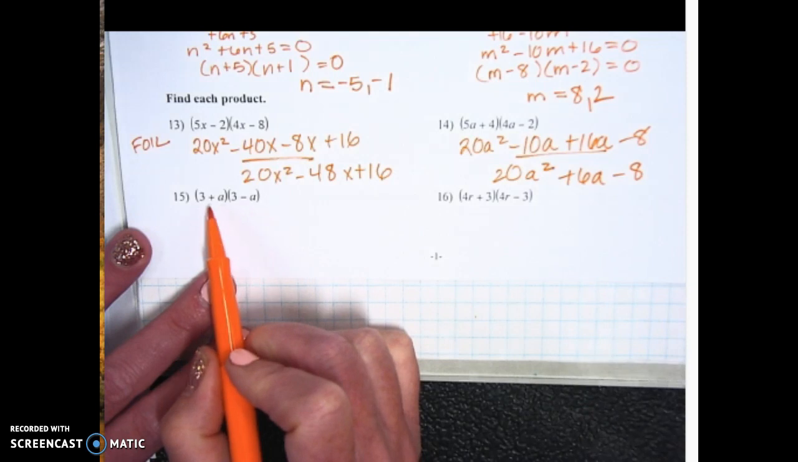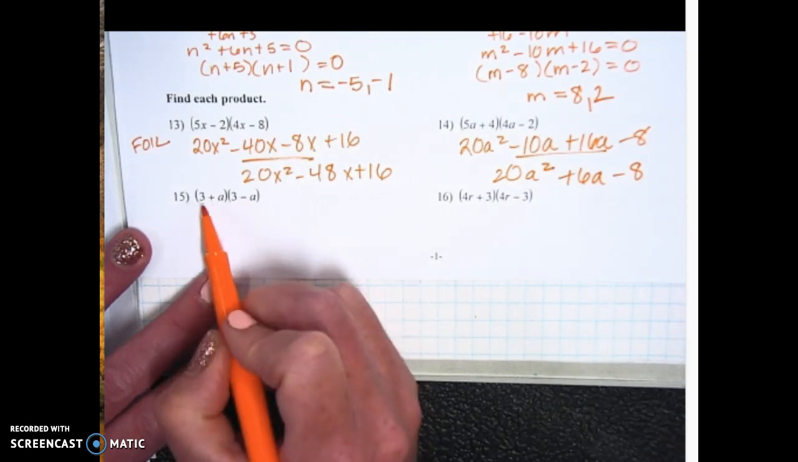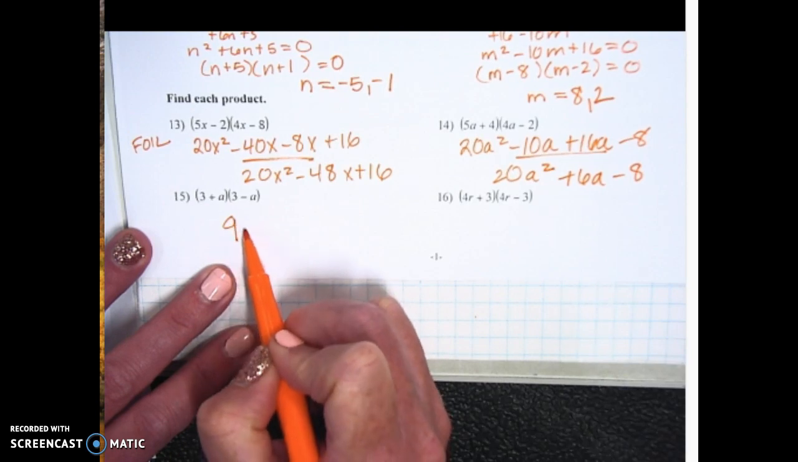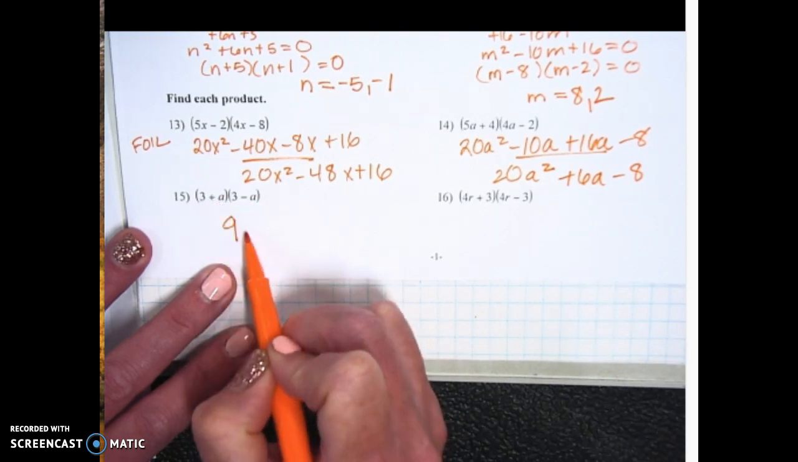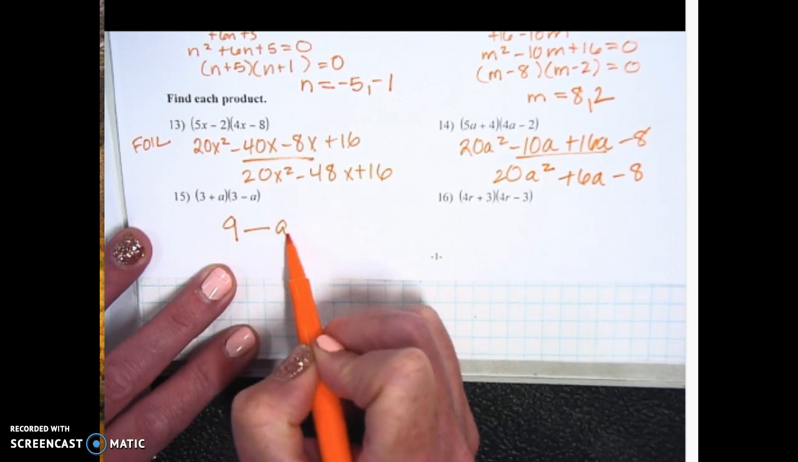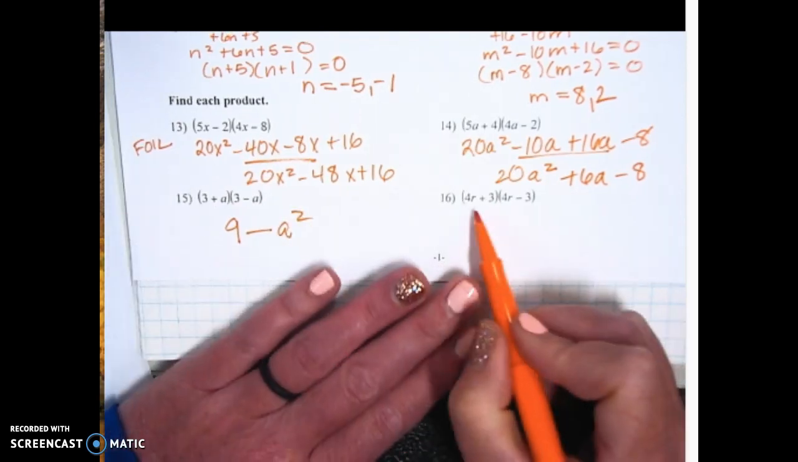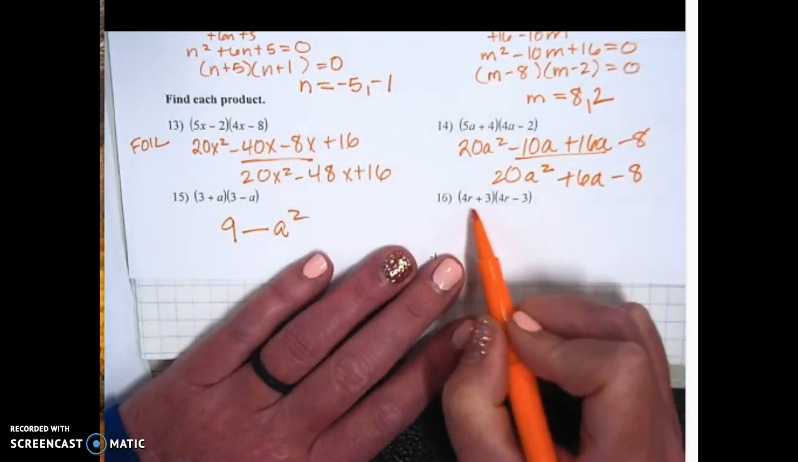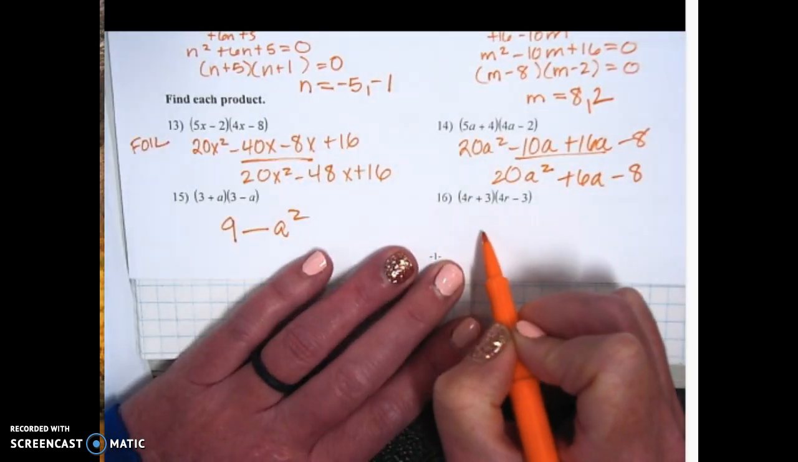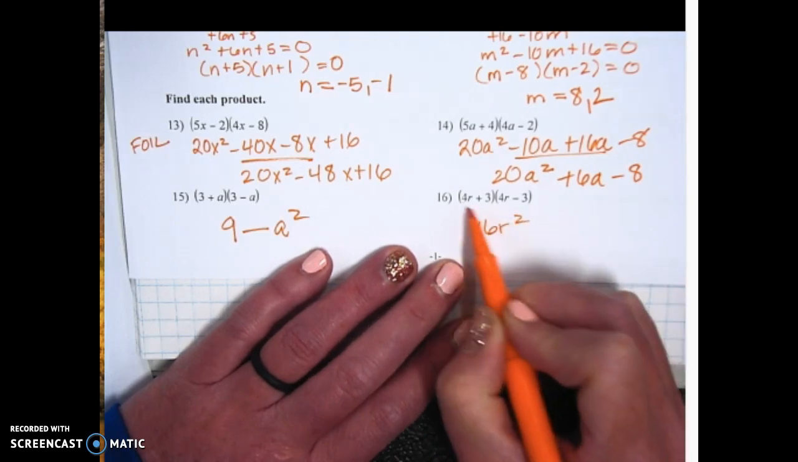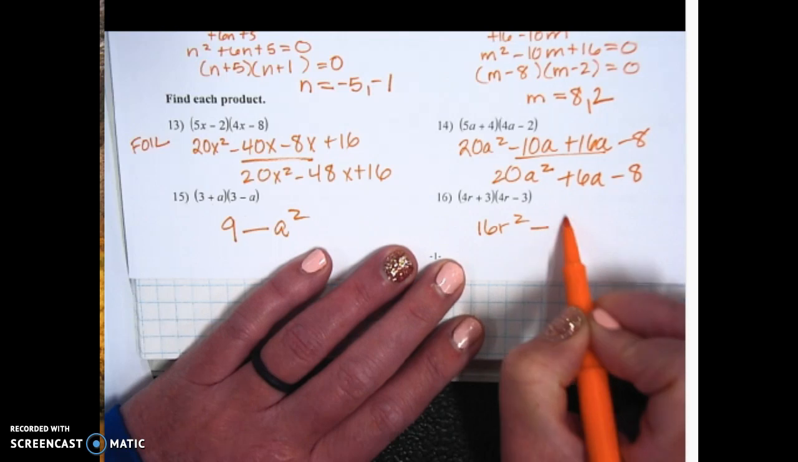15 follows a pattern because we have a plus and a minus, so we can square the 3. So 3 squared is 9. The outside and inside are going to cancel, and then we have a squared, so 9 minus a squared. This one also follows the pattern. So we want to square the 4r. So 4r times 4r is 16r squared. The outside and the inside cancel, and we have minus 9.